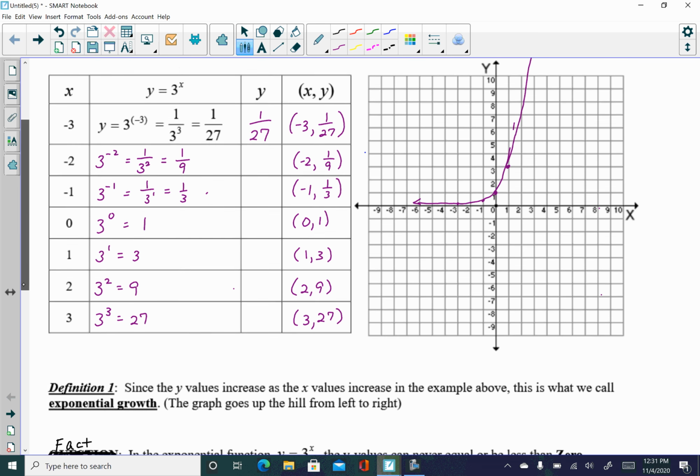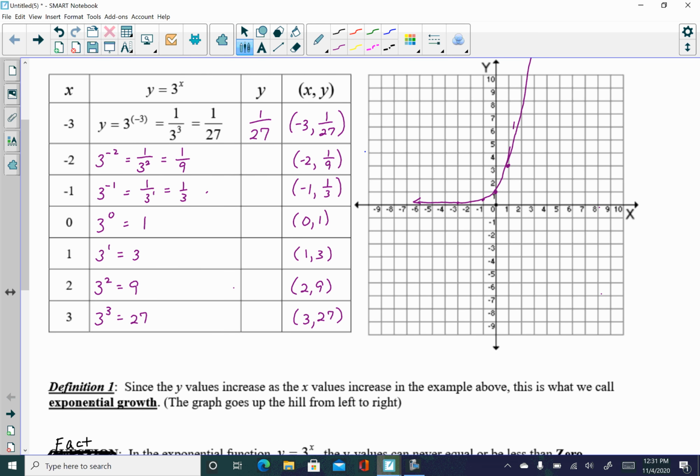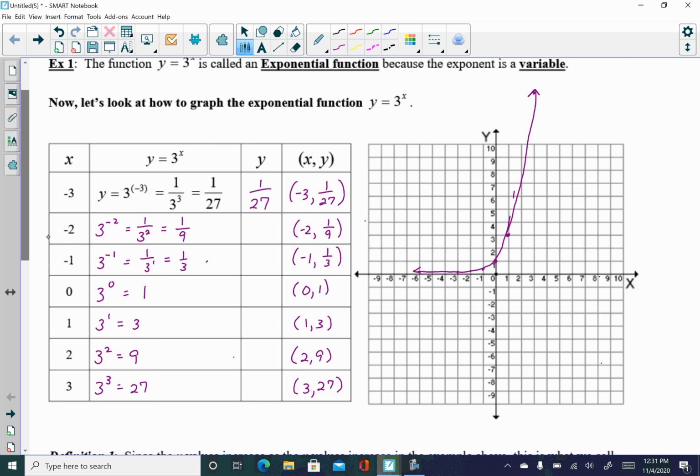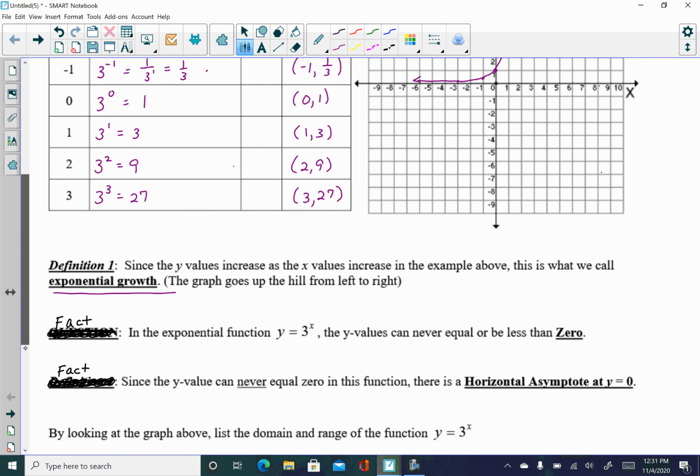From that graph, you can see the idea of what's being said here in this first definition. Since your y values increase as your x values increase in this example, this is what we refer to as exponential growth. Another way to think about this is you read this graph from left to right, this graph is increasing, right? So as I read this graph from left to right, my graph is increasing. So that is exponential growth.